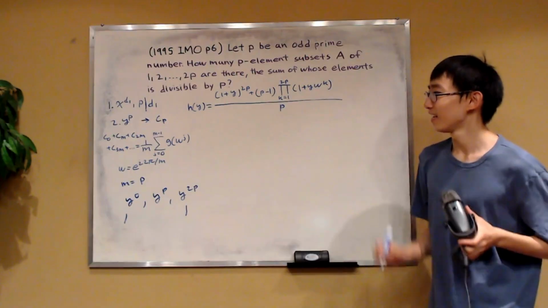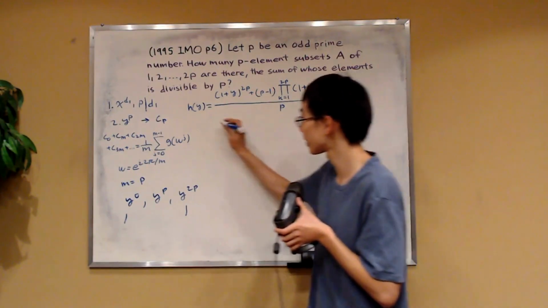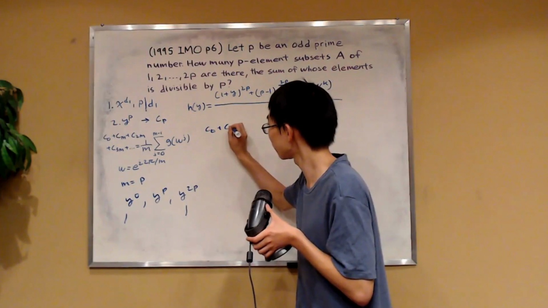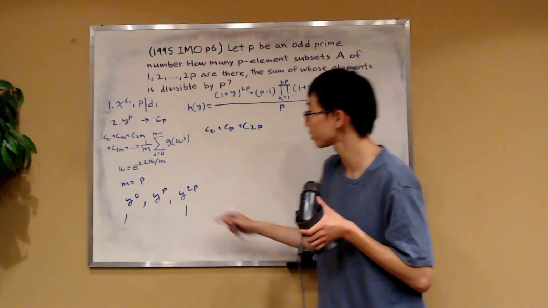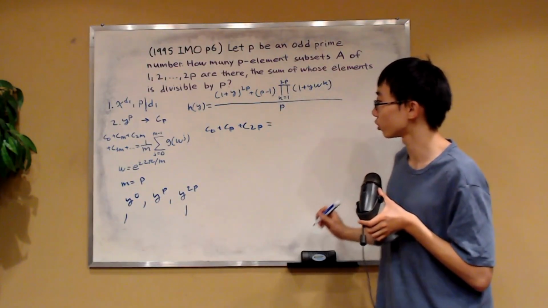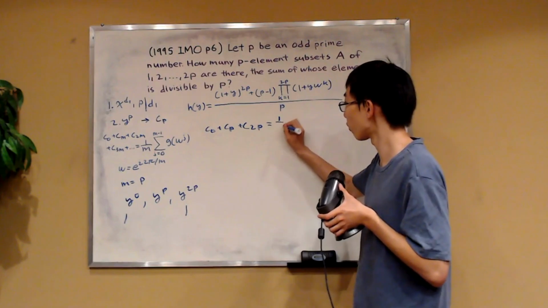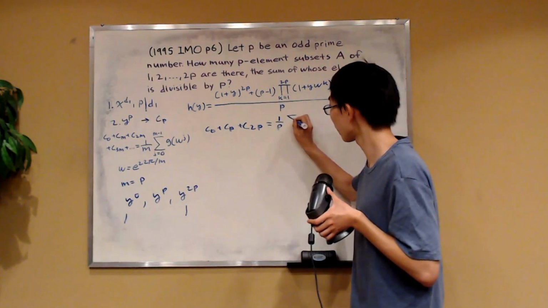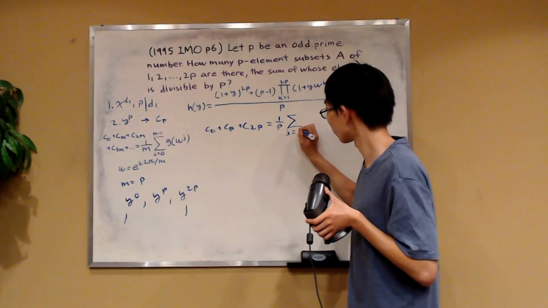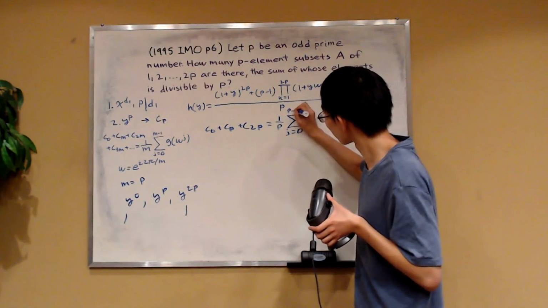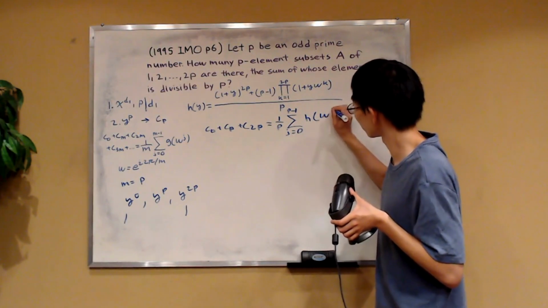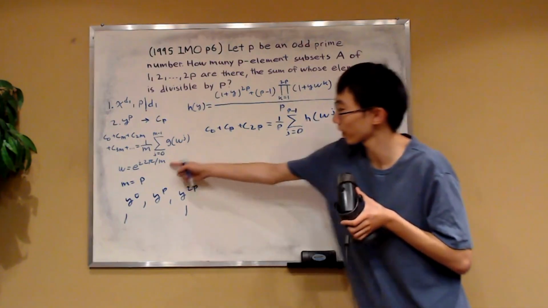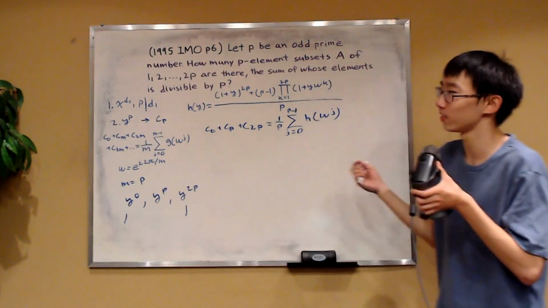So let's do that. By this formula, we have that C0 plus CP plus C2P, basically the coefficients of these terms, the sum will be equal to, well, by this formula, 1 over P times the sum as j goes from 0 up to P minus 1 of h of omega to the j. Basically, this omega definition, along with this, still remains.